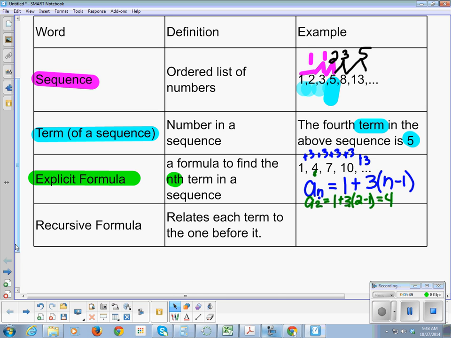So the next vocab word is going to be completely new, completely foreign. We're going to talk recursive formula. And I like recursive formula because in a way it has a more simplistic approach than an explicit formula. It relates each term to the one before it. So if all I want to do is find the pattern, with a recursive formula, you have to identify the first term. So let me give you, actually let me give you the generic form of it.